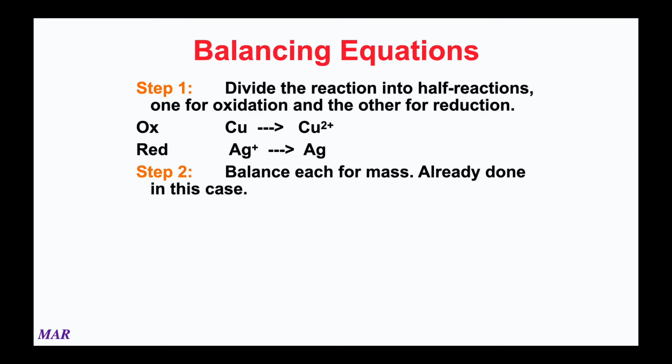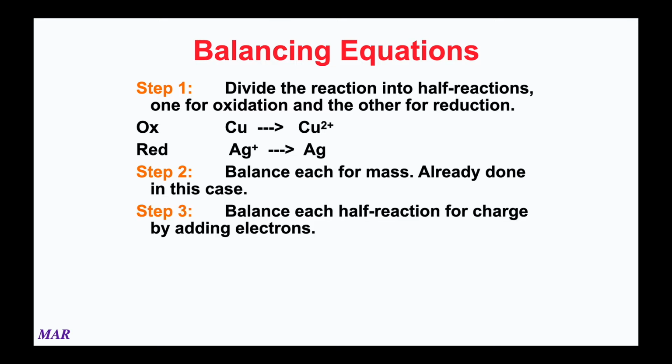Next thing you want to do is balance each half reaction for mass. So you want to make sure that the atoms are balanced. And everything's already done here. You have one copper on each side and you have one silver on each side. So this one's not that exciting, but it will be later.